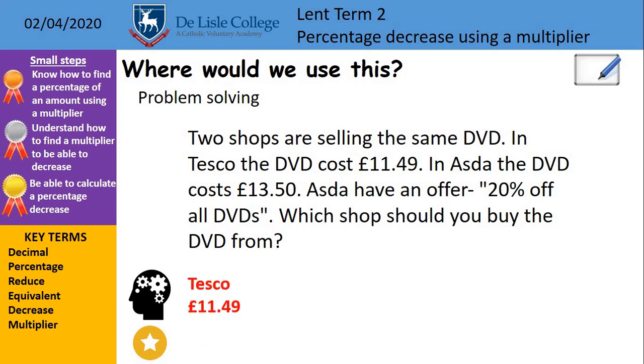So in Tesco it costs £11.49. We need to now work out if this 20% reduction at Asda makes it cheaper or not. So if we want 20% off, we know 100% subtract 20% means we want to find 80% of the original value. So in Asda then, 80% would give me a decimal multiplier of 0.8. Multiplying by the £13.50 gives me that in Asda that DVD would cost me £10.80. So I would want to go in and buy that DVD from Asda.